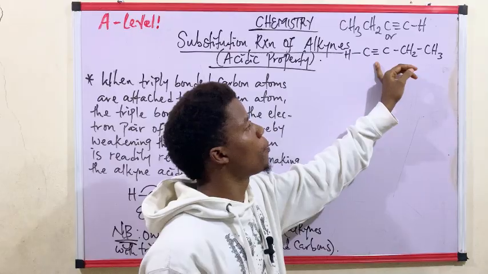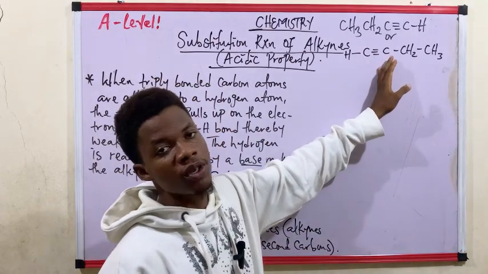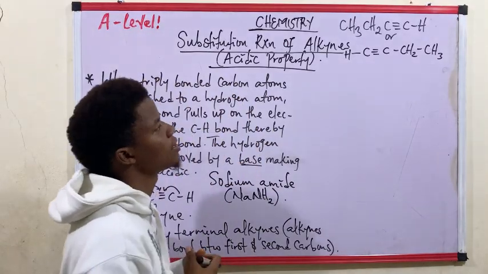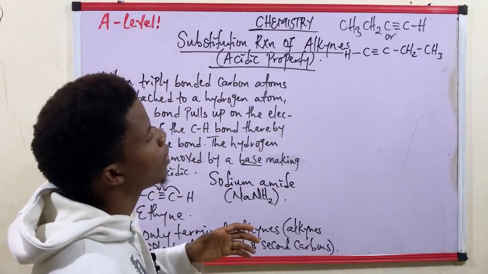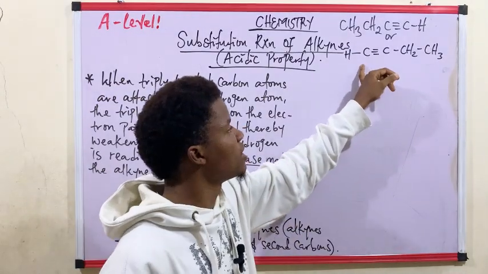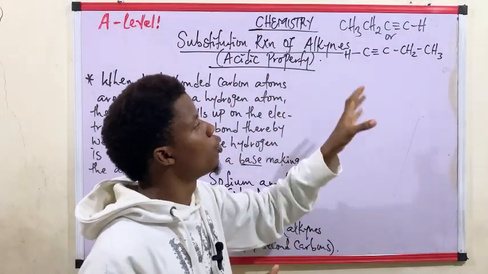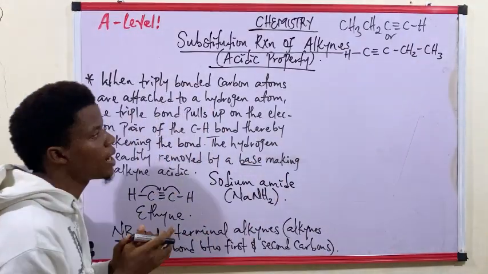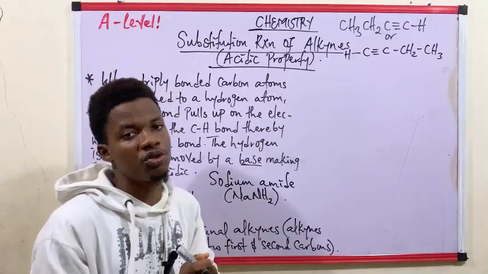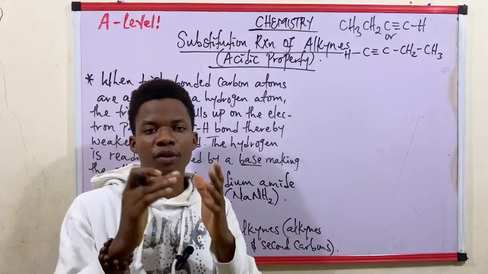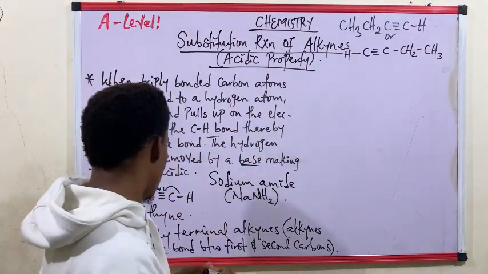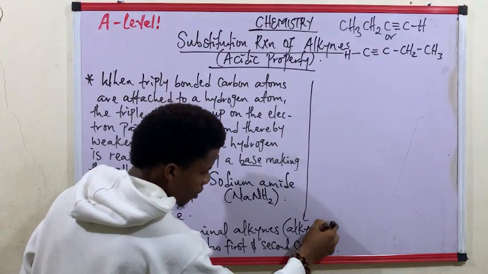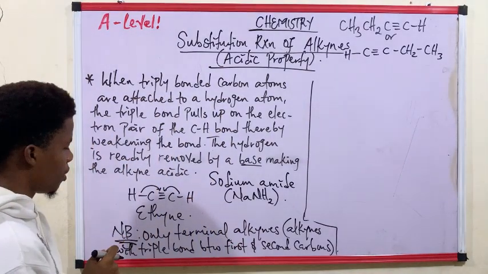So whether the triple bond is between the first and second carbon atoms from the left, or between the first and second carbon atoms from the right, all that matters is that the triple bond is present between the first and second carbon atoms. So this type of alkynes, they are called terminal alkynes, and they are the only alkynes that undergo the substitution reaction, which is a peculiar reaction to the alkynes. Alright, so let's move. Now, practically, let me show you how this works.